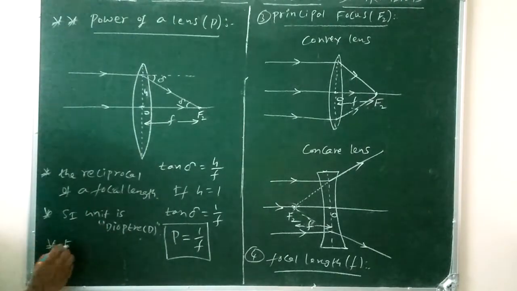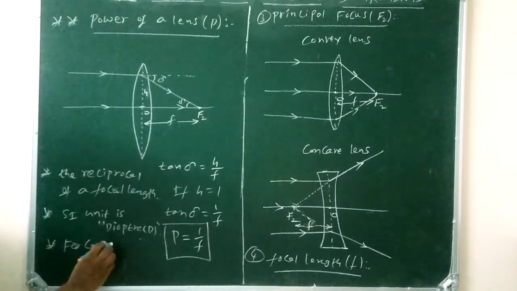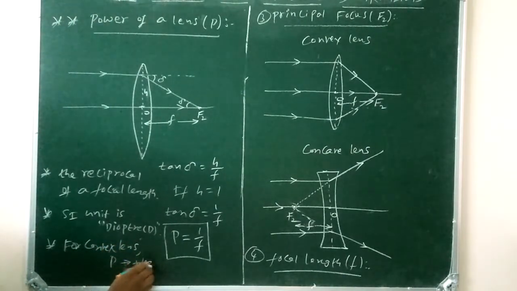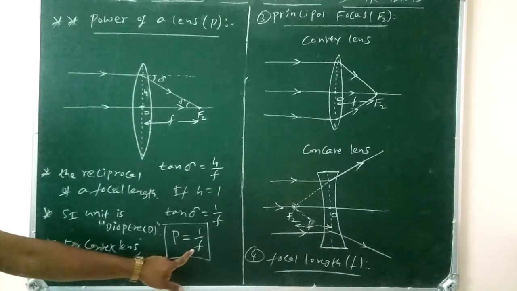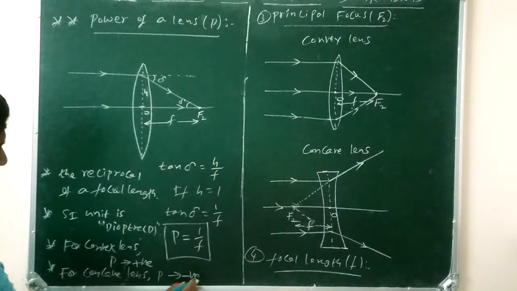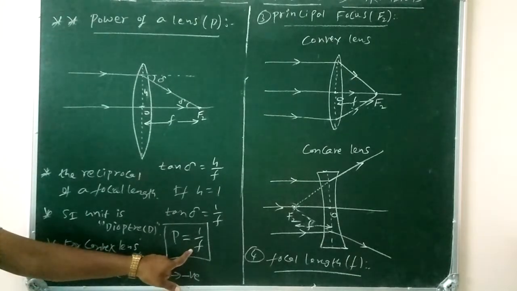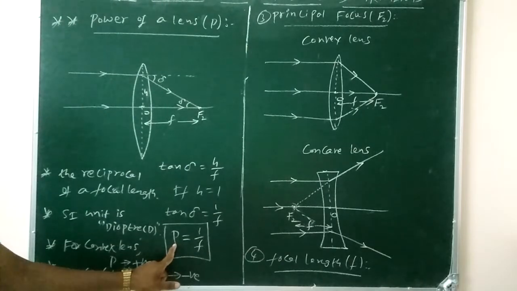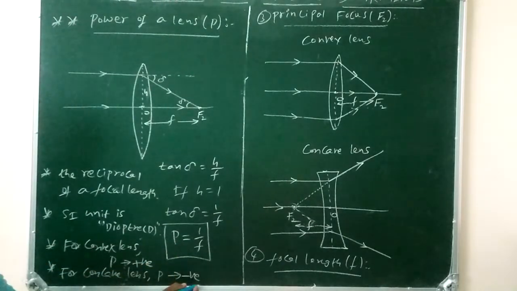Now for a convex lens, the power of the lens is positive. Why? Because for a convex lens the focal length is positive, so the power of the lens is also positive. Now for a concave lens, the power of the lens is negative. Why? Because the focal length is negative for a concave lens, so the power of the lens is taken as negative here.